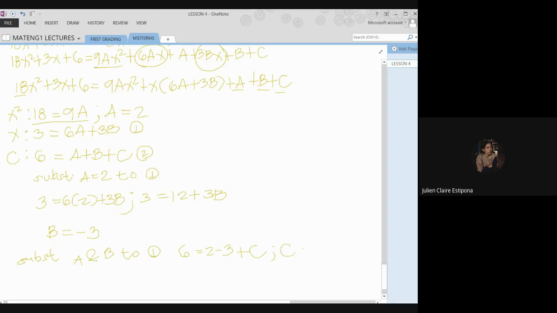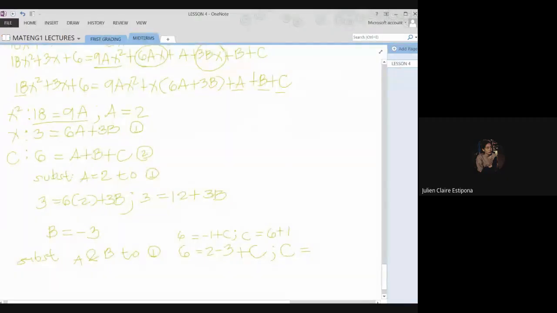What is the value of c? Are you sure? That is 5, 1. Why 7? Negative. 2 minus 3? Yes. Negative 1. Let's rewrite. That is 6 is equal to negative 1 plus c, and then if we transpose, that is 6 plus 1. So what is the answer? 7. Yes, okay, 7.